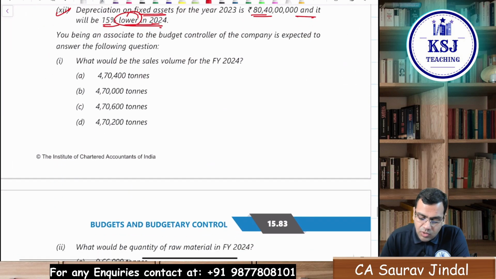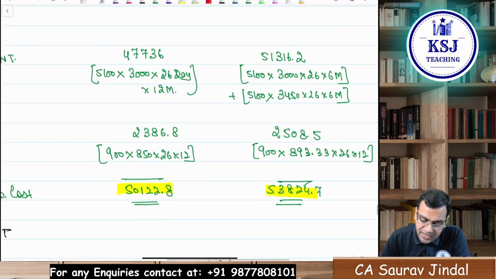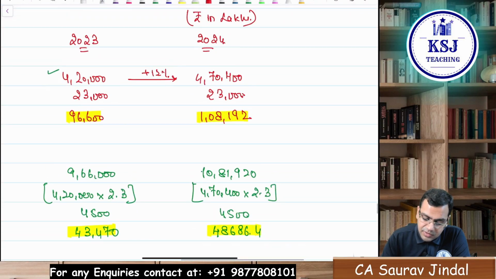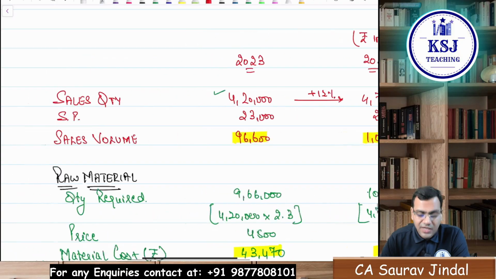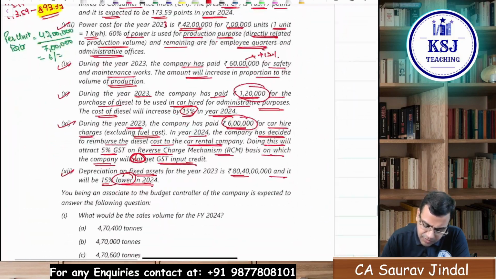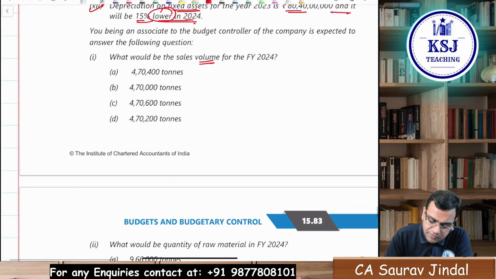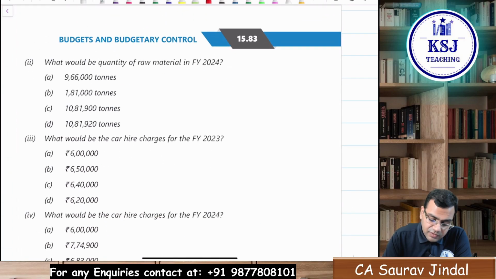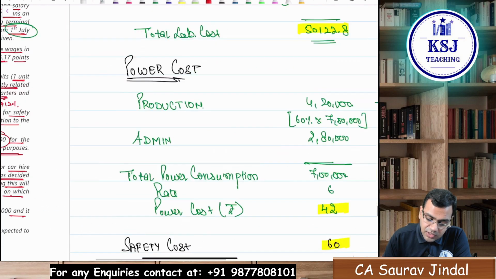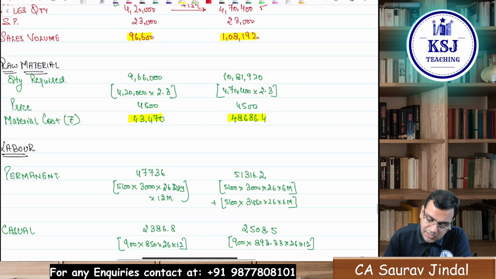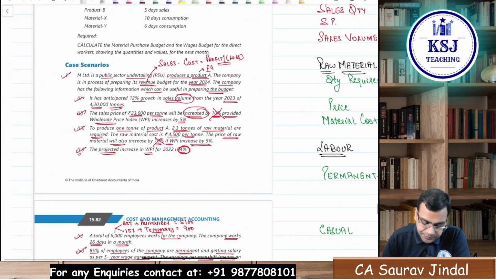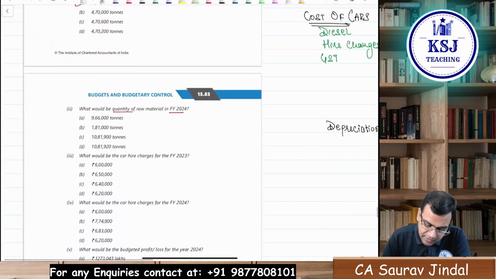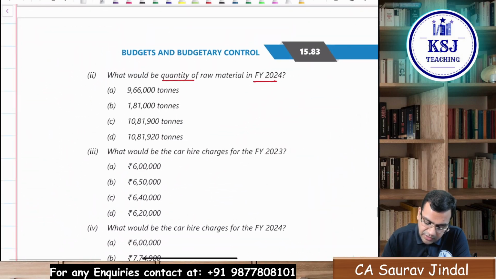What will be the sales volume for the financial year 2024? Very first point, sales volume, that is 470,400. They're asking for the sales volume. Yes, 470,400, option A, done. What would be the quantity of the raw material in the financial year 2024? Quantity of raw material, sir, that is 10,81,920, that is option D for us, right?